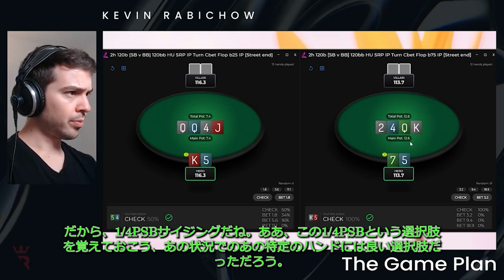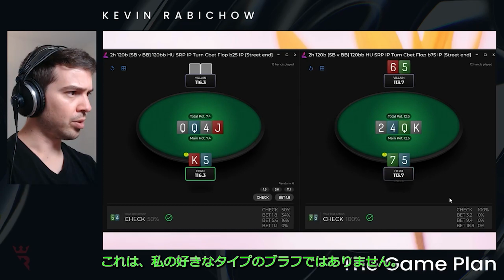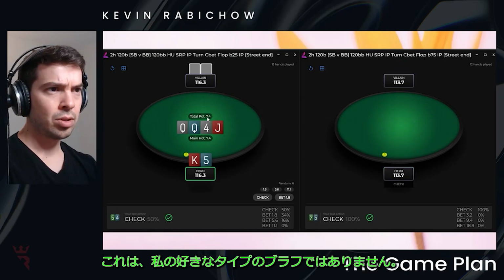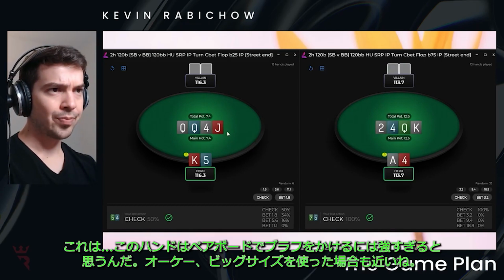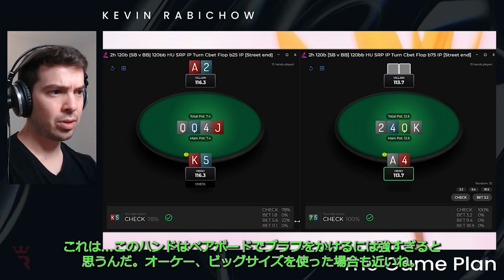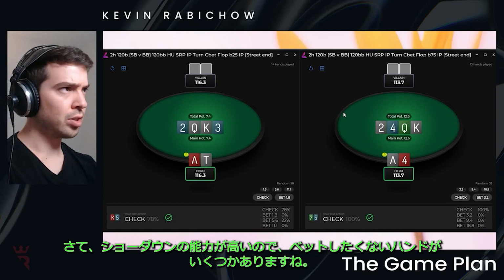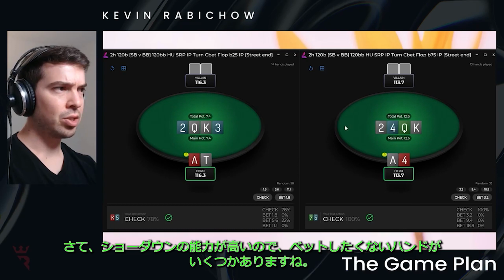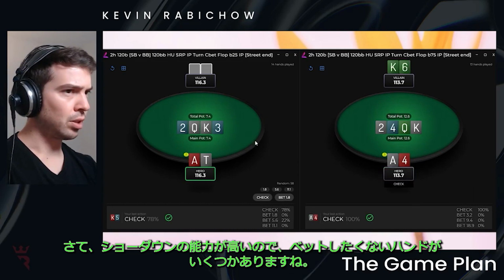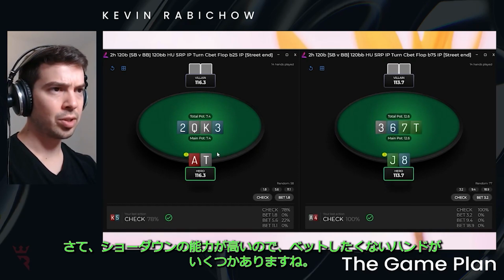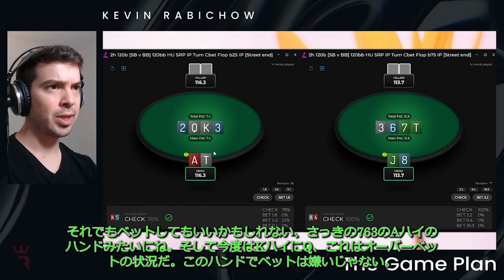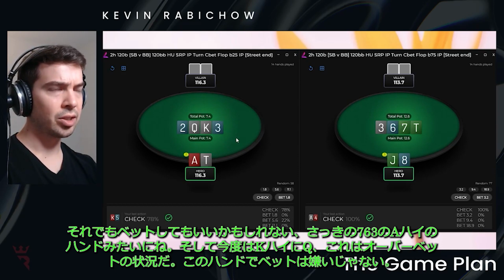Overbet situation, not my favorite type of bluff. This hand is just too strong, I think, on a paired board to be bluffing with. Okay, so if we use the big size, it's close. So I am finding there's a few hands that I am inclined not to bet because of their showdown ability, that are still fine to bet some of the time. We had that ace high hand earlier on the 7-6-3, and now king high on queen 4.